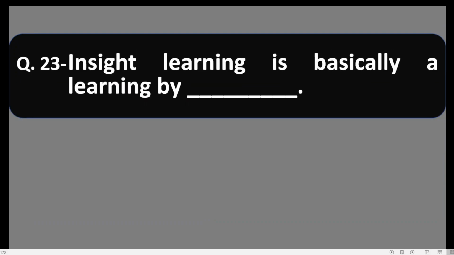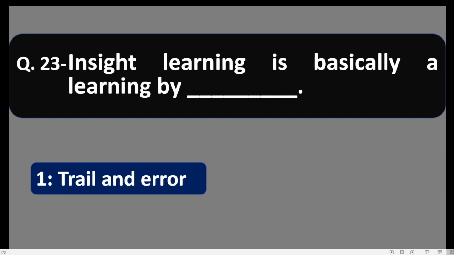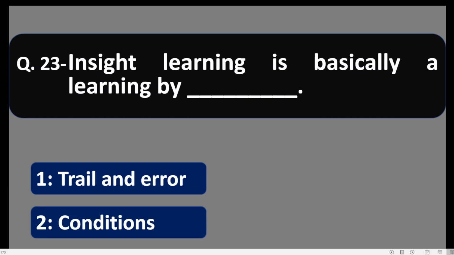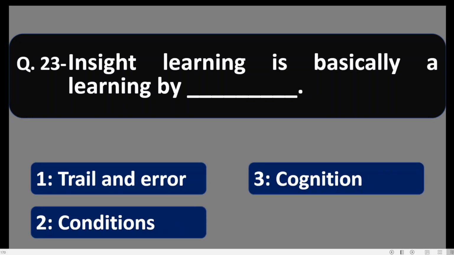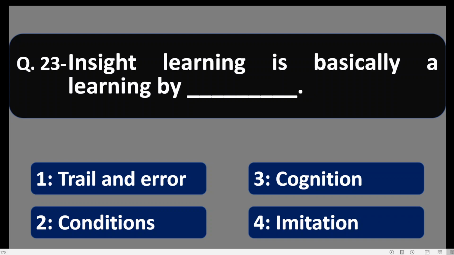Atkinson is associated with achievement motivation. Question 23. Insight learning is basically a learning by trial and error, conditions, cognition, or imitation. So the correct answer is cognition, because in insight learning, the organism has to perceive the whole situation, and for that it has to do a mental process. So it is learning by cognition.